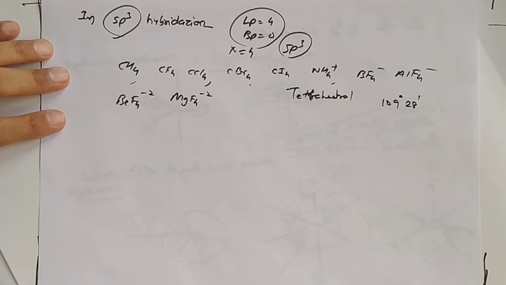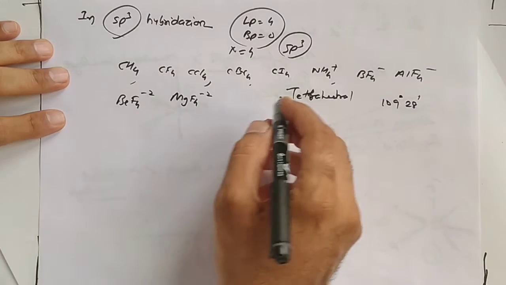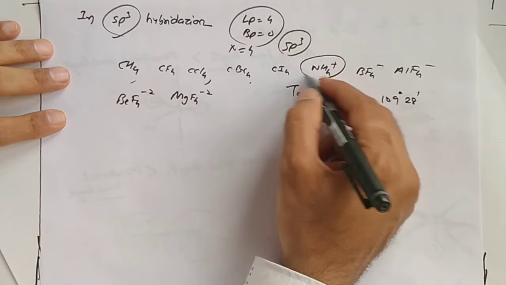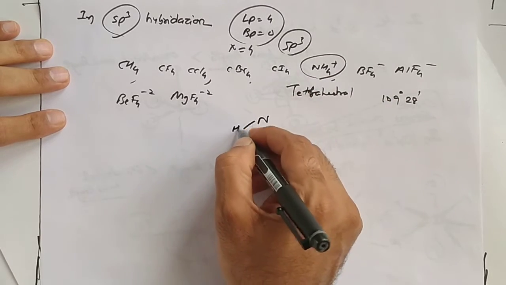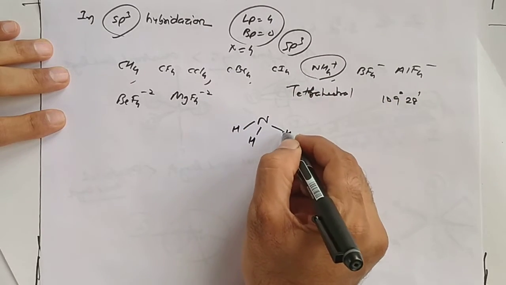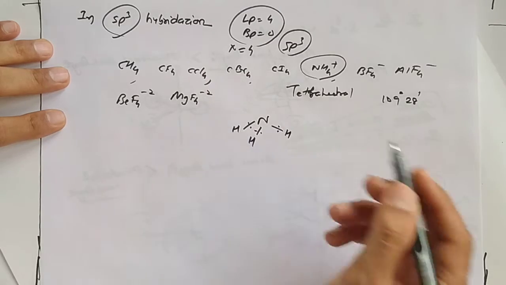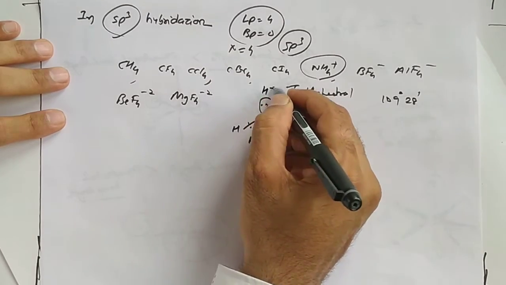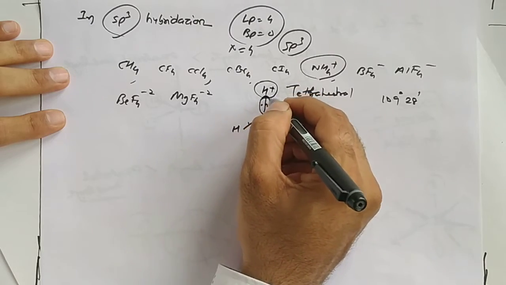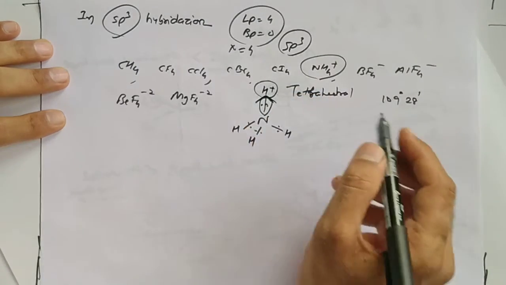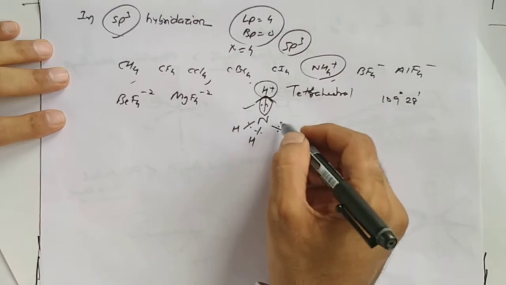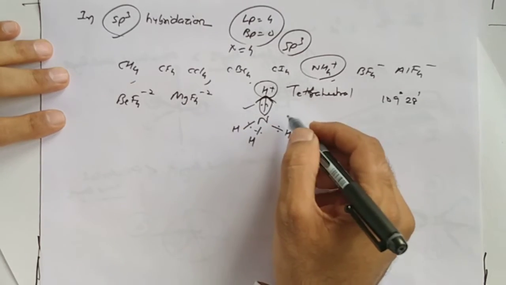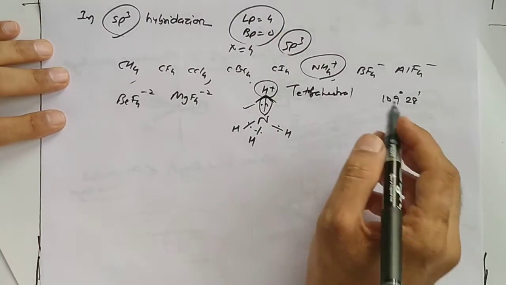So what actually happens there? We take the example of NH4 plus. In ammonia, the total number of valence electrons is 5. 3 are bonded, so the remaining are 2. These 2 donate an electron pair to the H plus ion and form a coordinate covalent bond. So bonding pairs are 4, so the geometrical shape is tetrahedral.